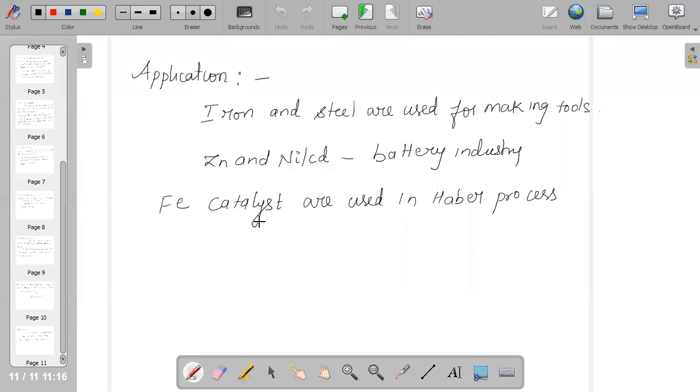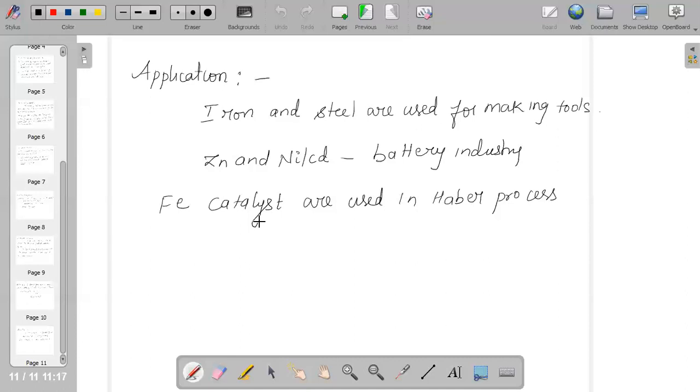So there are many applications of d and f block elements. Iron we use as a catalyst in the Haber process for the production of ammonia. Nickel is useful in the polymerization of alkynes and other organic compounds like benzene. When we talk about each element, there are certain applications for it, and that is what we have about d and f block elements.